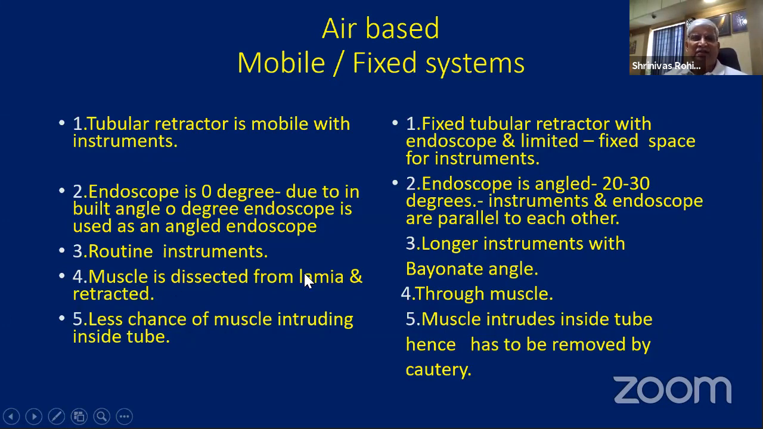The muscle is dissected from the lamina and retracted. In mobile, you go through the muscle; in the fixed system, you dilate it, so there is less chance of muscle intruding inside the tube. In the mobile, because you separate the muscle, the muscle intrudes inside the tube. In the fixed tubular retractor, we have to cauterize it and remove it.